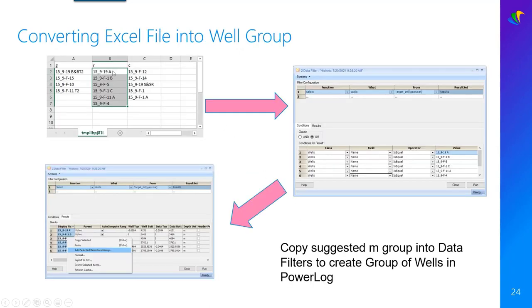And the way we do that is we take the Excel spreadsheet, we paste the results into our data filter, and we do a search for the common well names, and we get our list of wells, and then we add those selected wells to a group. Very simple, very easy, straightforward way to build well groups in PowerLog.